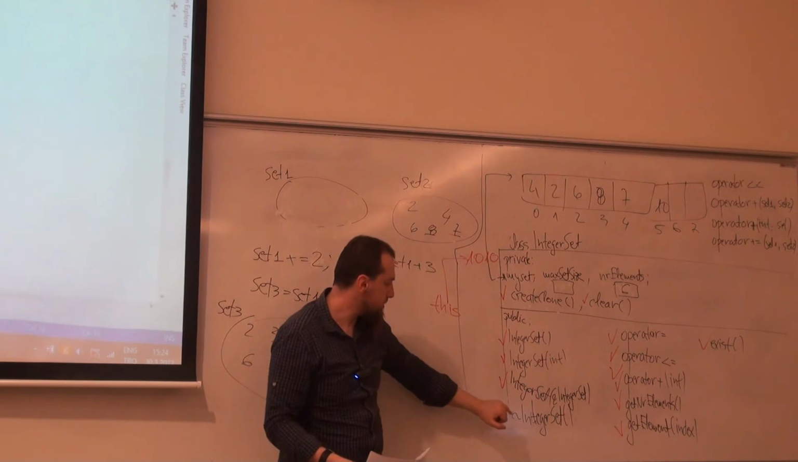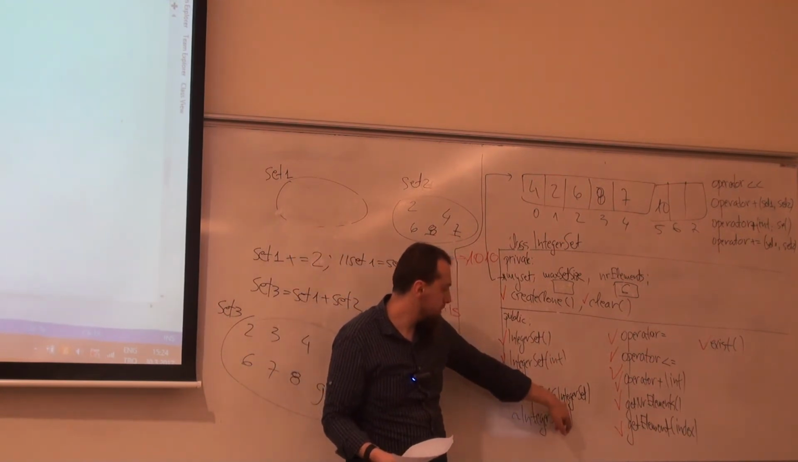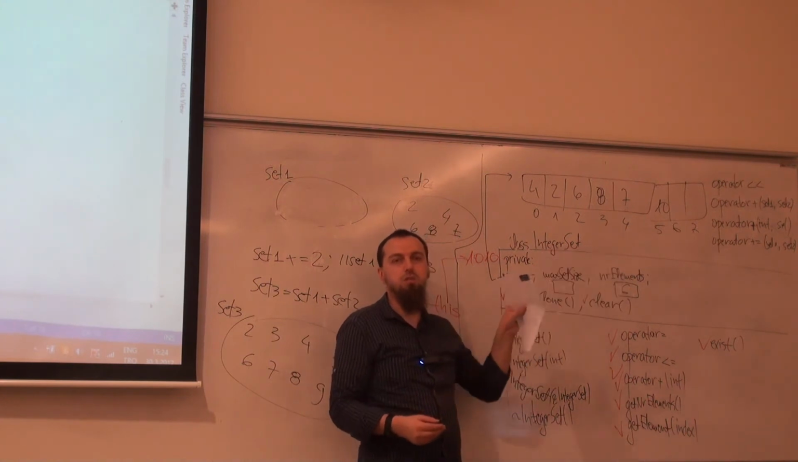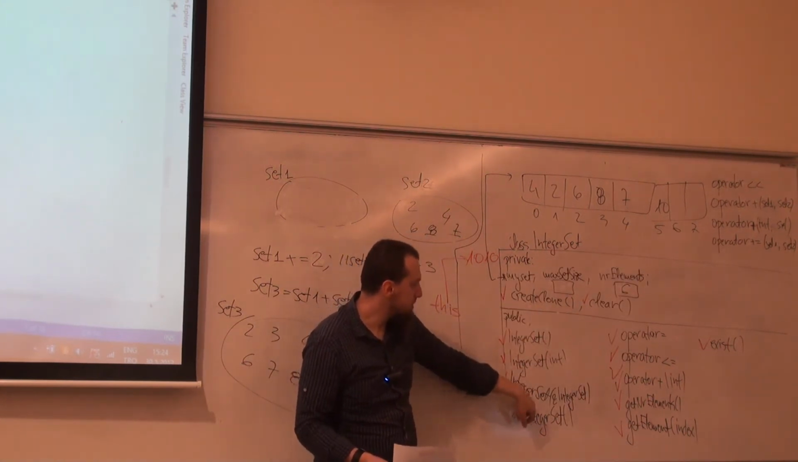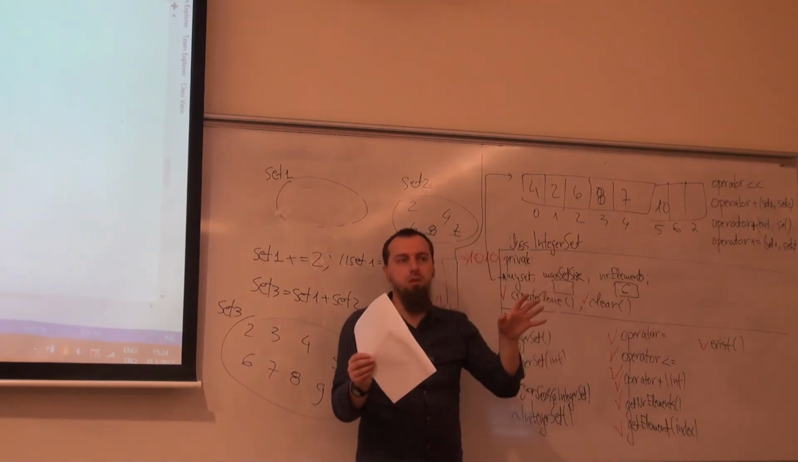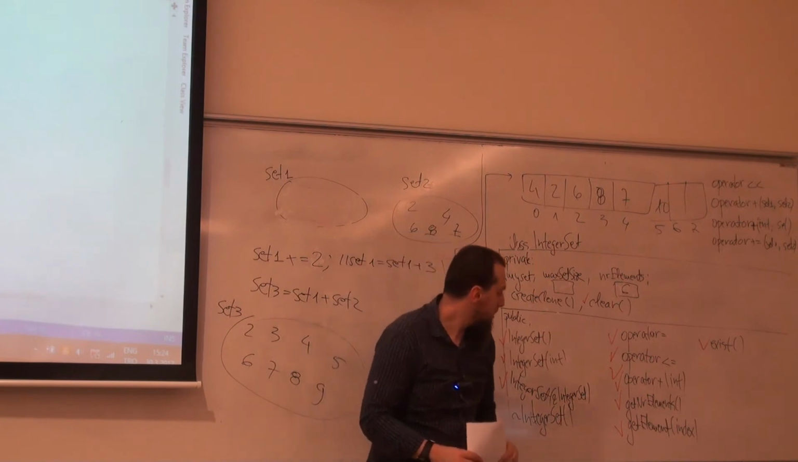The copy constructor is basically the same. So integer set with another integer set makes me equal to that one. That's why create clone, integer set, and operator equal are doing the same thing. Basically, those two call the create clone function. What else do I have?